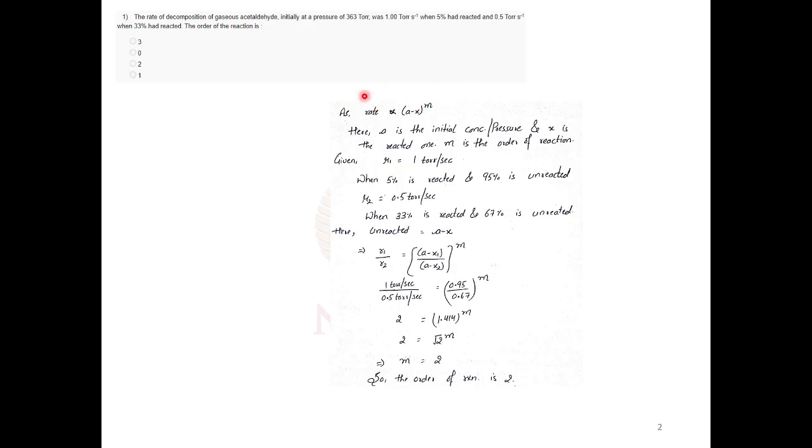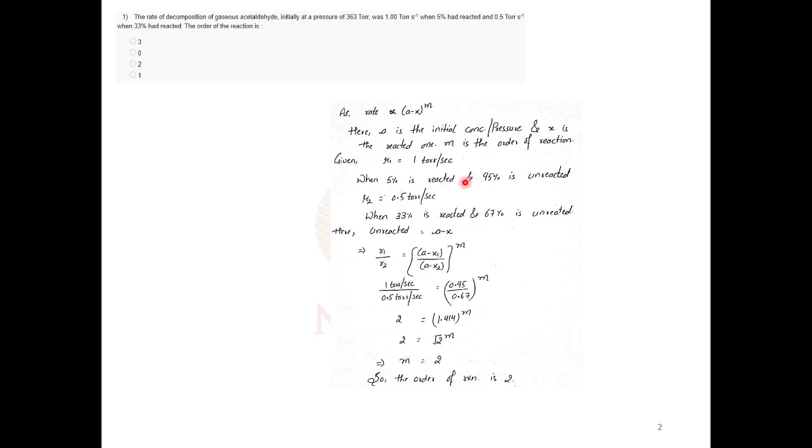So here rate is equal to k times (a minus x) to the power m. This x is the amount of the reactant consumed during the reaction, a is the initial concentration of the reactant, and m is the order. Here the rate is in torr per second. The rate is already given as 1 torr per second, and we have the initial pressure in torr. So you need to calculate the final pressure, which is 0.5 torr per second when 33% has reacted.